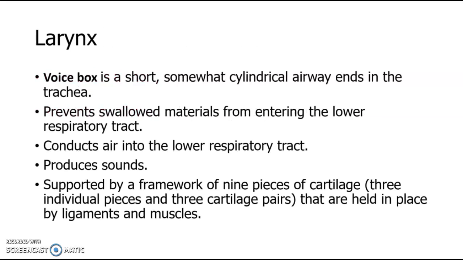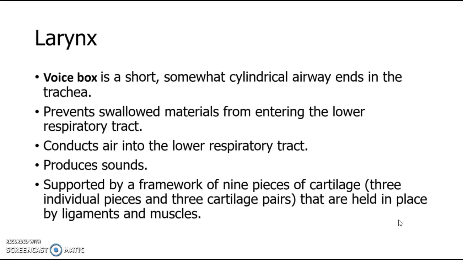So continuing on from the pharynx, we have the larynx, which is the voice box. It's a short, somewhat cylindrical airway ending in the trachea. Lots of different things going on here. It prevents swallowed materials from entering the lower respiratory tract. It keeps you from choking, basically, and conducts air into the lower respiratory tract. It also produces sound. This is where your voice comes from. And it is supported by a framework of 9 pieces of cartilage, 3 individual pieces and 3 cartilage pairs that are held in place by ligaments and muscles.